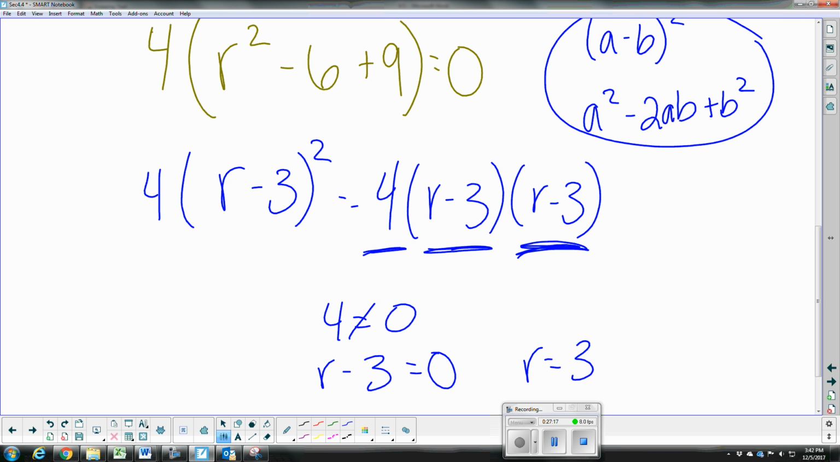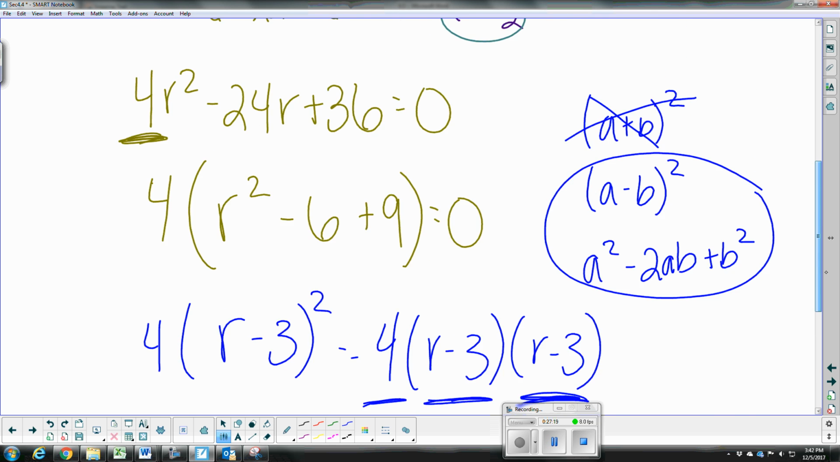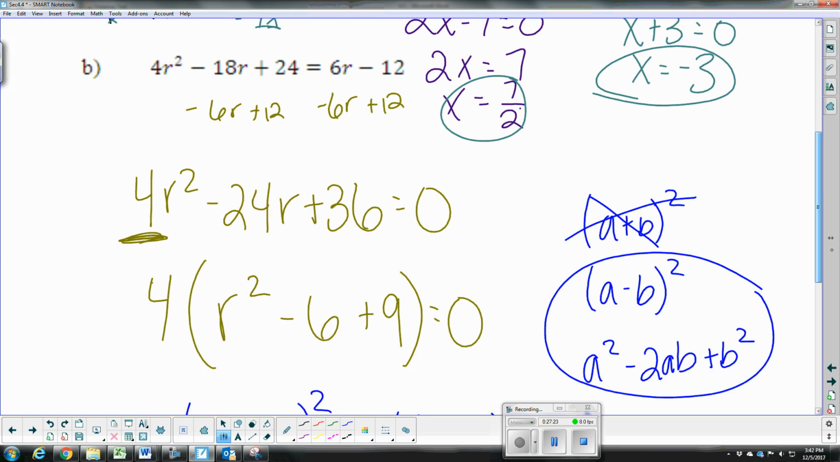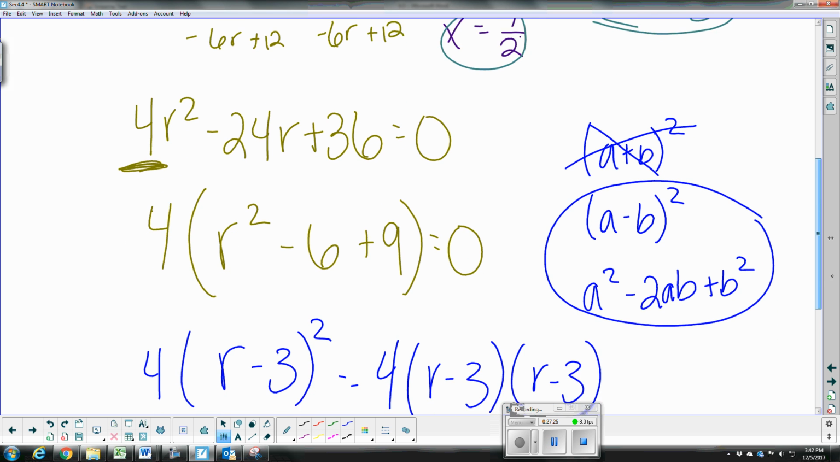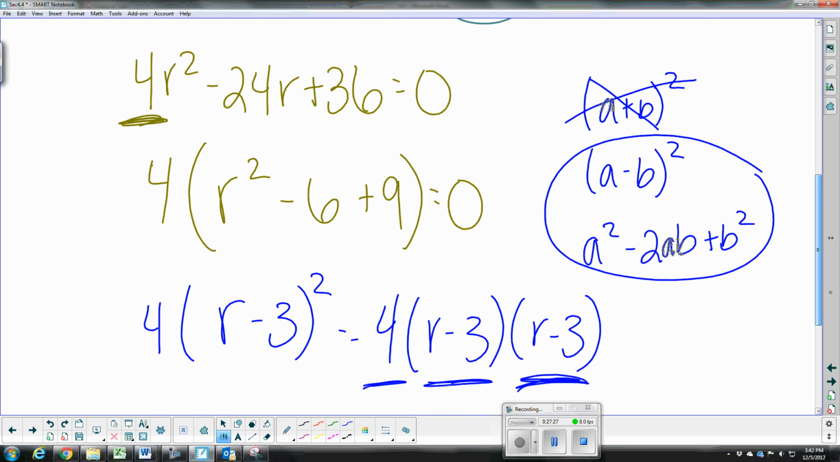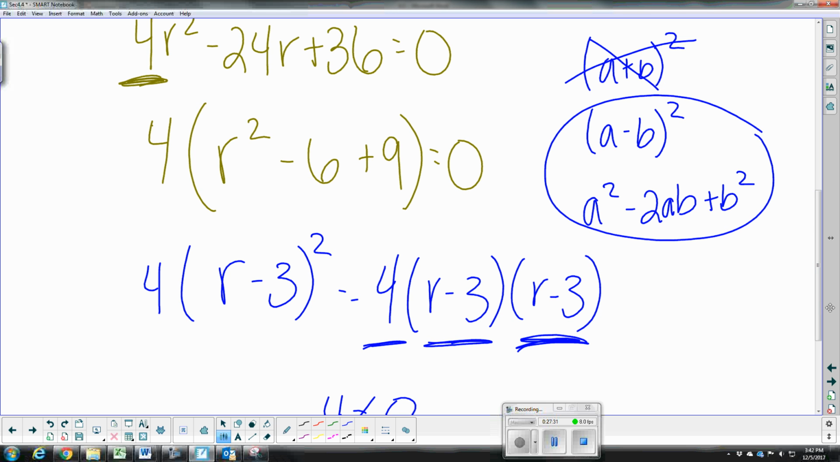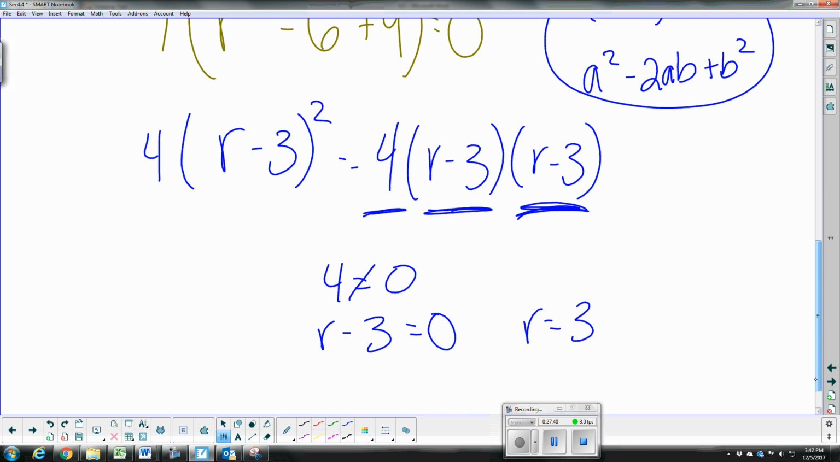For this last one, I'm just going to scroll up so you can kind of follow along. We factored out the 4. And then we used a squared minus 2ab plus b squared equals a minus b squared as our shortcut. And then we used the zero product property to get r equals 3.